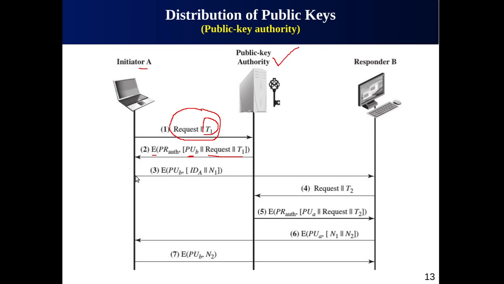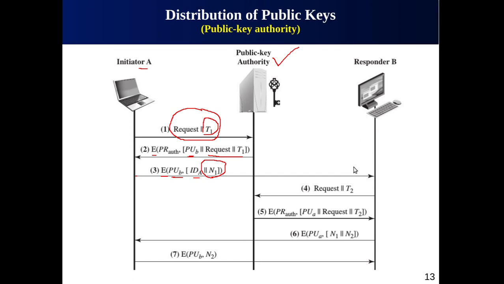Now what happened in step number 3? A stores B's public key and also uses this key to encrypt a message. Here you can see a message is encrypted with the help of the public key of B. What is inside that message? The identity of A and a unique nonce, a unique identifier. The message is sent toward B.